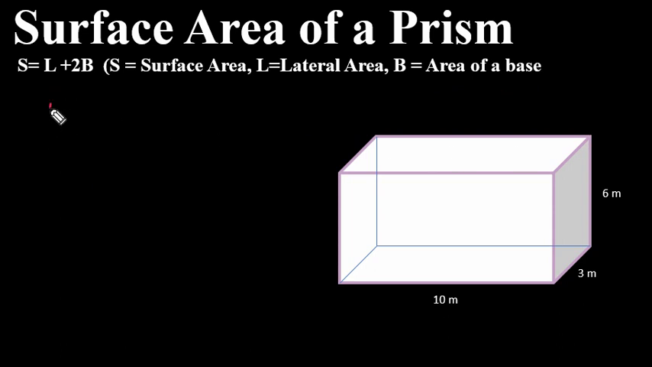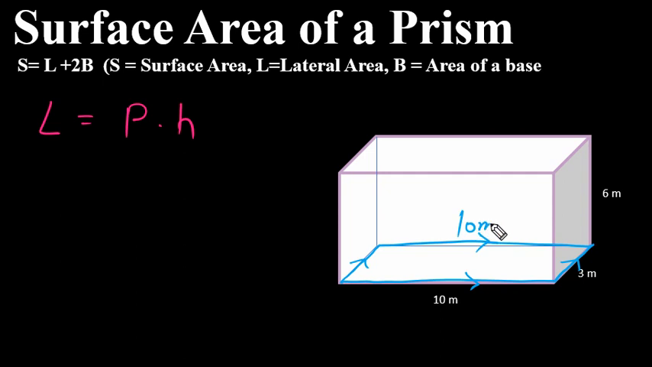So try to find the lateral area. The lateral area is perimeter times height, right? Now the perimeter: if I choose this base on the bottom, one side is 10, the other is 3. This shape is a parallelogram, where opposite sides are parallel. Opposite sides parallel means they maintain the same distance and they will have the same measure. So if this is 10, this is also 10, this is 3, and this is also 3 meters.